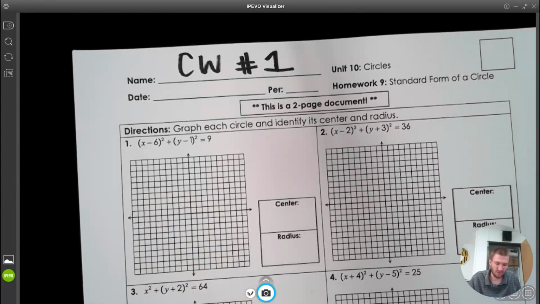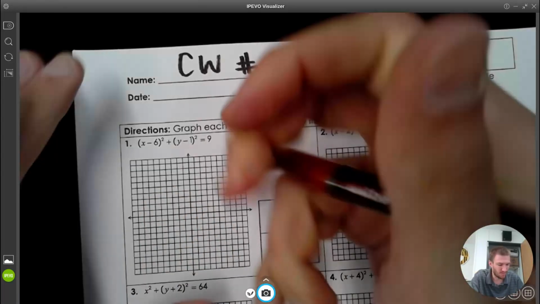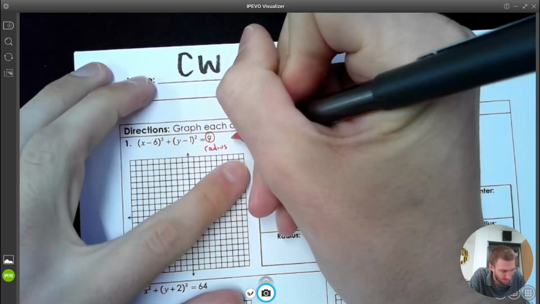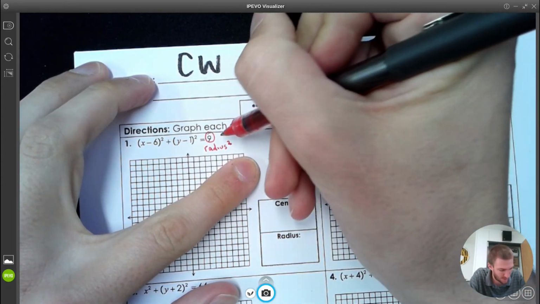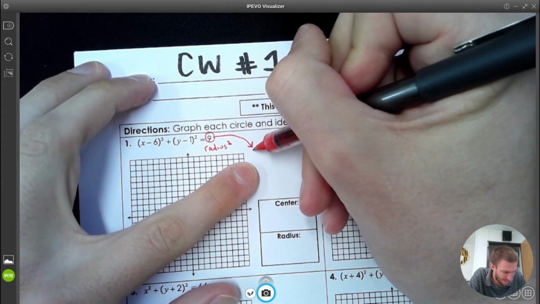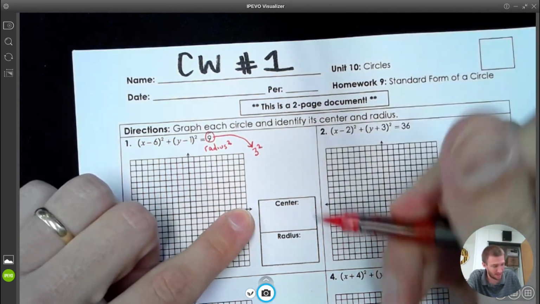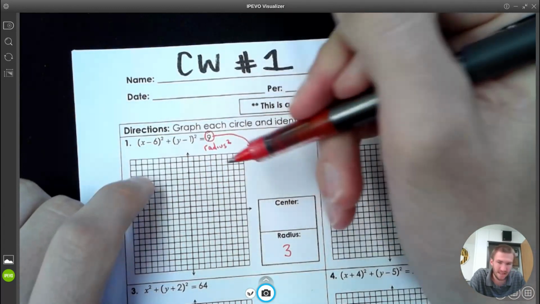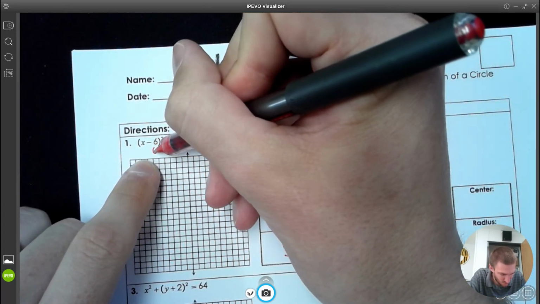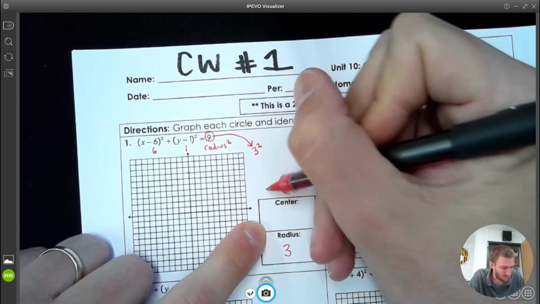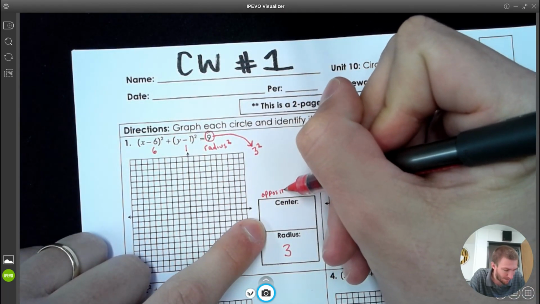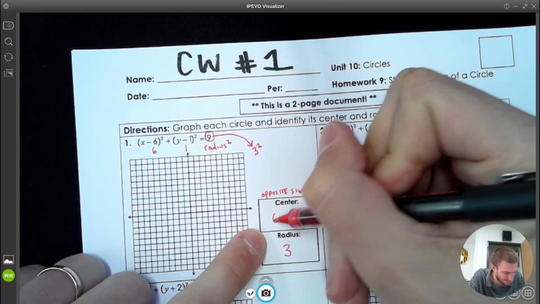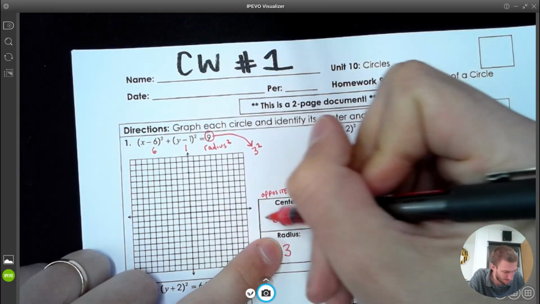We need to graph this circle, and this is an easy thing to do. We know that the radius comes from this number 9, but remember, it is the radius squared. That means that 9 is actually 3 squared, and so the radius is 3. We have -6 and -1. That tells us that we're going to choose 6 and 1. Remember, the center is always opposite signs. So -6 means +6. -1 means +1.